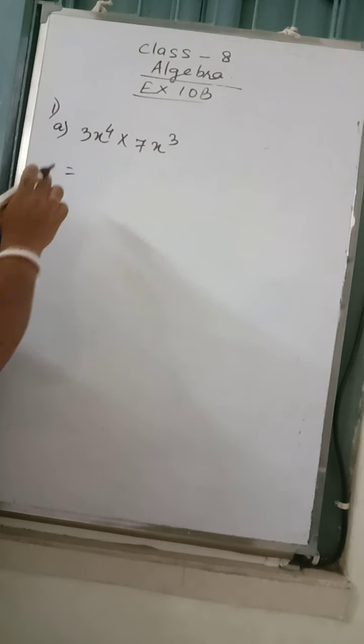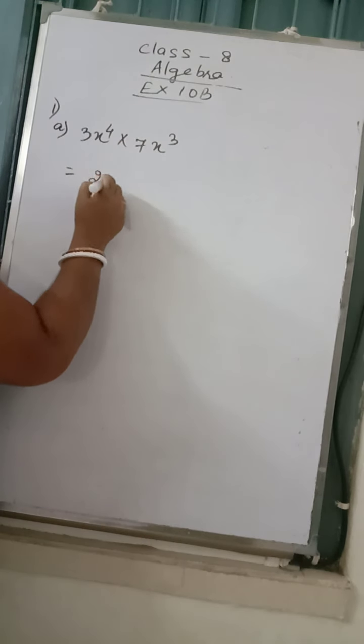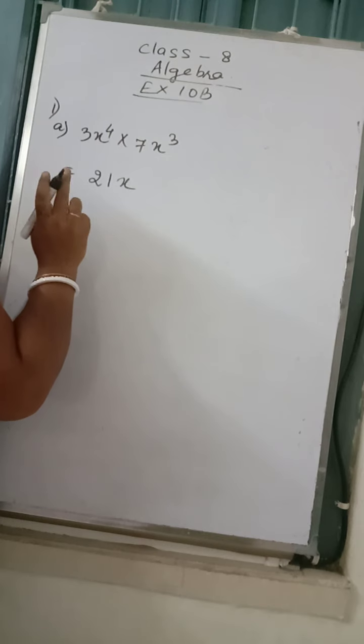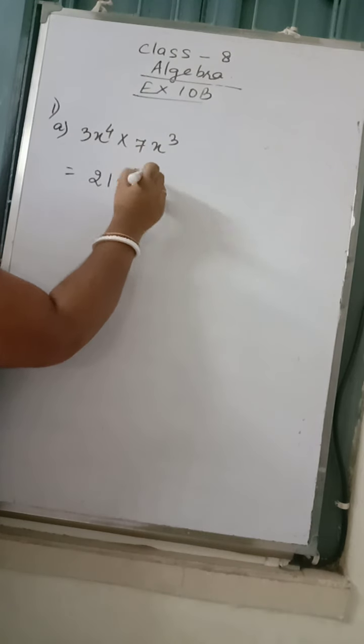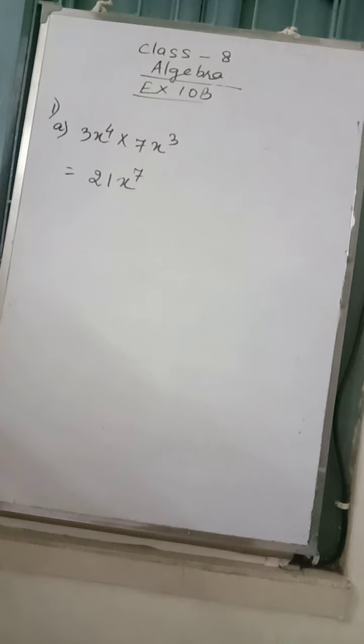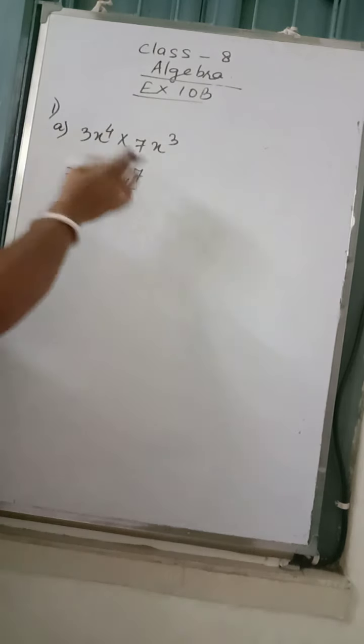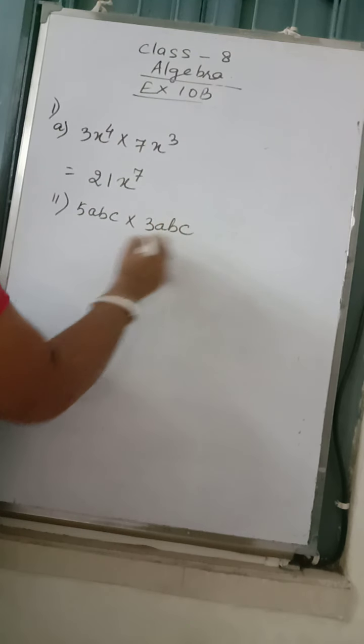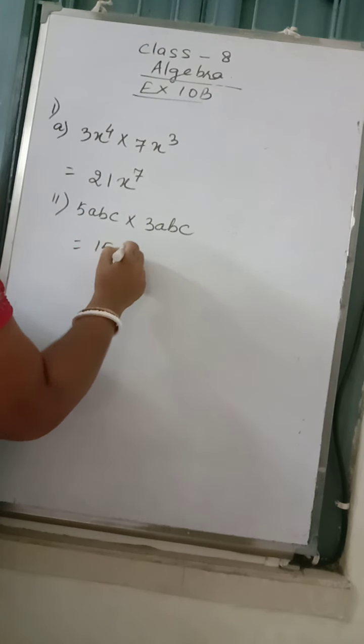The process we know: the numbers have to be multiplied. 3 sevens are 21, and x to the power 4 into x to the power 3. The rule of exponents works here: 4 plus 3 is 7. You have learned that if the bases are the same, we add the indices in multiplication. So this will be 21x to the power 7. Next, 5abc into 3abc: 5 threes are 15, a square b square c square. Like that we'll write.